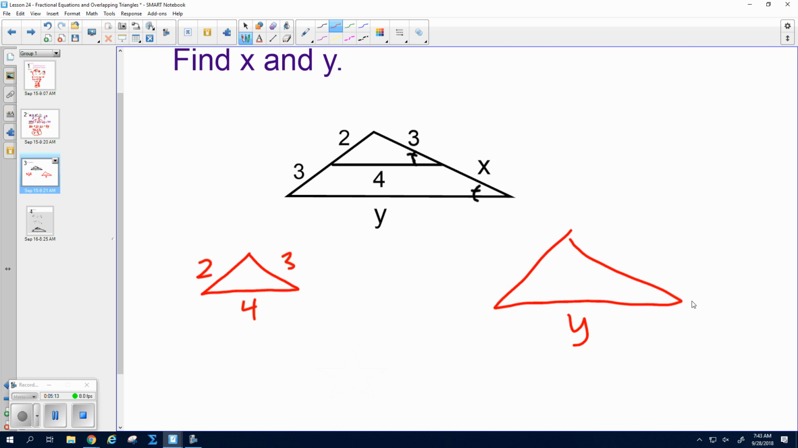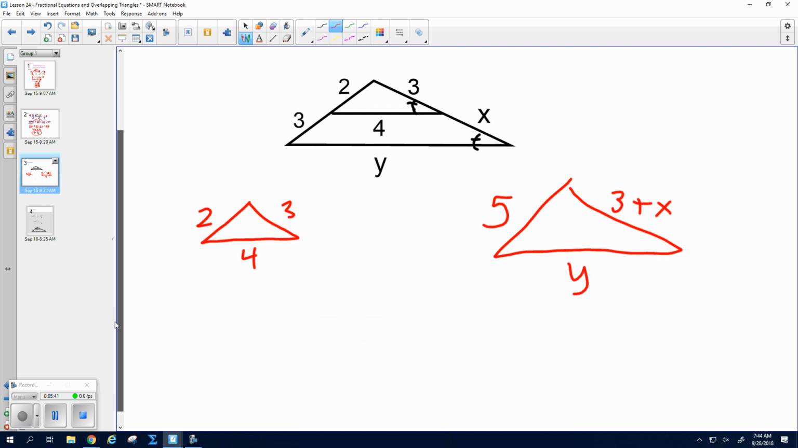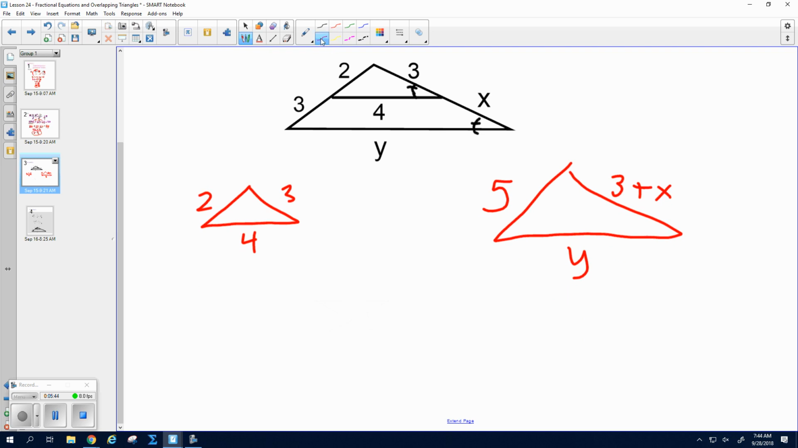Raise your hand if you know what this side would be. Kaylin? Close. Ryan? There you go. 3 plus x. You got to take the sum of that whole side. And then raise your hand if you know what this whole side would be. Someone who I haven't called on yet? Mia? It would be 5. Okay. All right, good. So now I can actually just do proportional sides, just like we do on all of these.